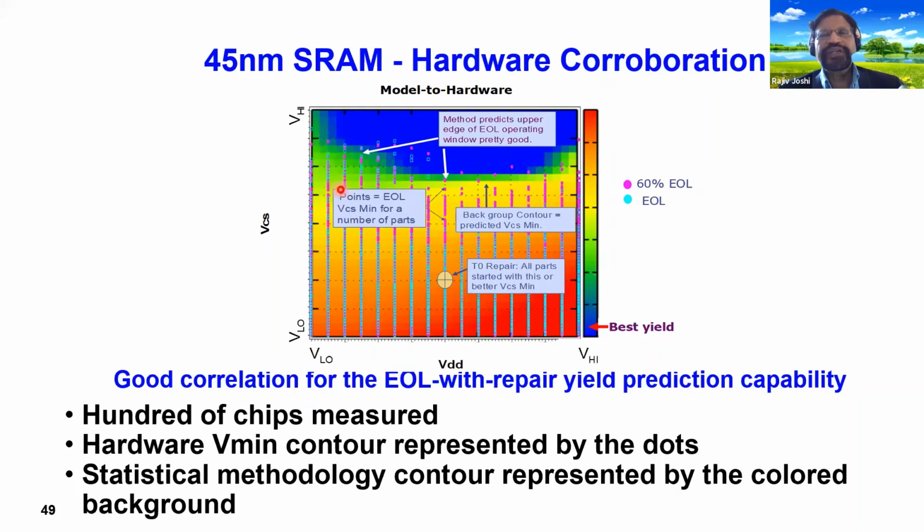This is how we generated these contours of sigma values. And using those contours, we were able to match. Now these dots that you see were the actual measurements. And indeed, those dots mapped very well in those regions for that VCS VDD combination. So that was the real success, saying that indeed the methodology, as well as the hardware corroboration with the end of life with repair prediction, was really successful. That was the idea behind this.